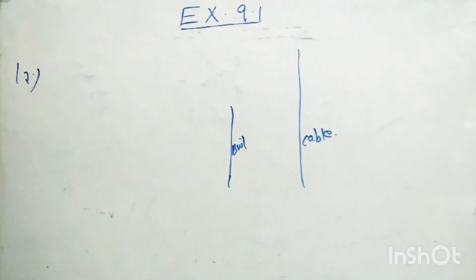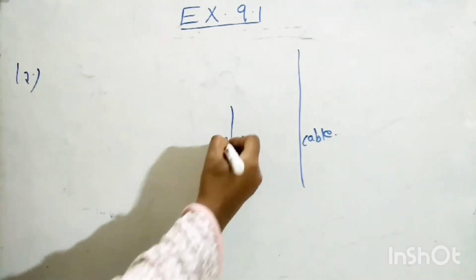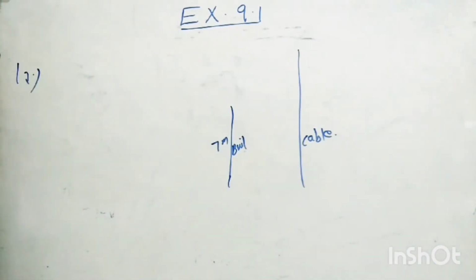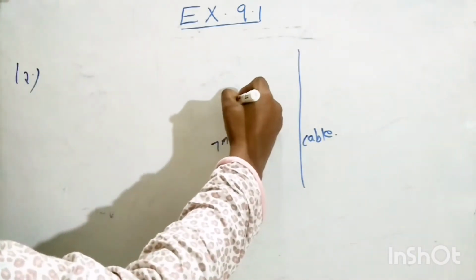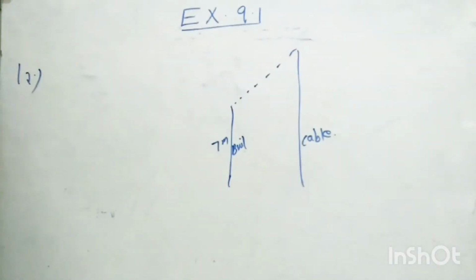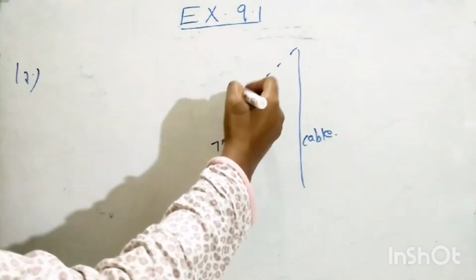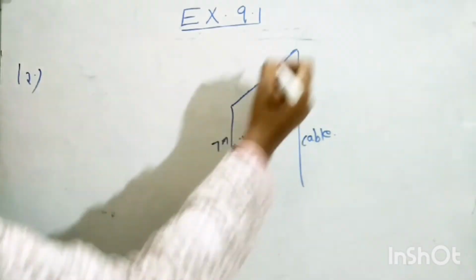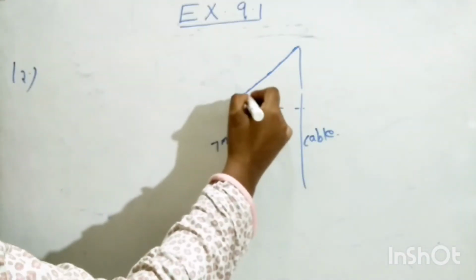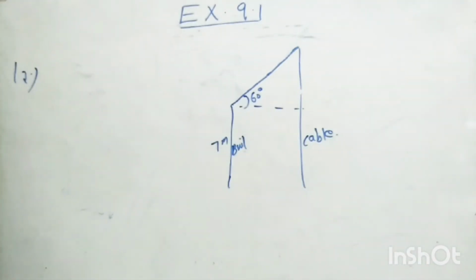The height of the building is given, that is 7 meter. And the angle of elevation of the top of the cable tower from this point is 60 degree. This value is 60 degree.